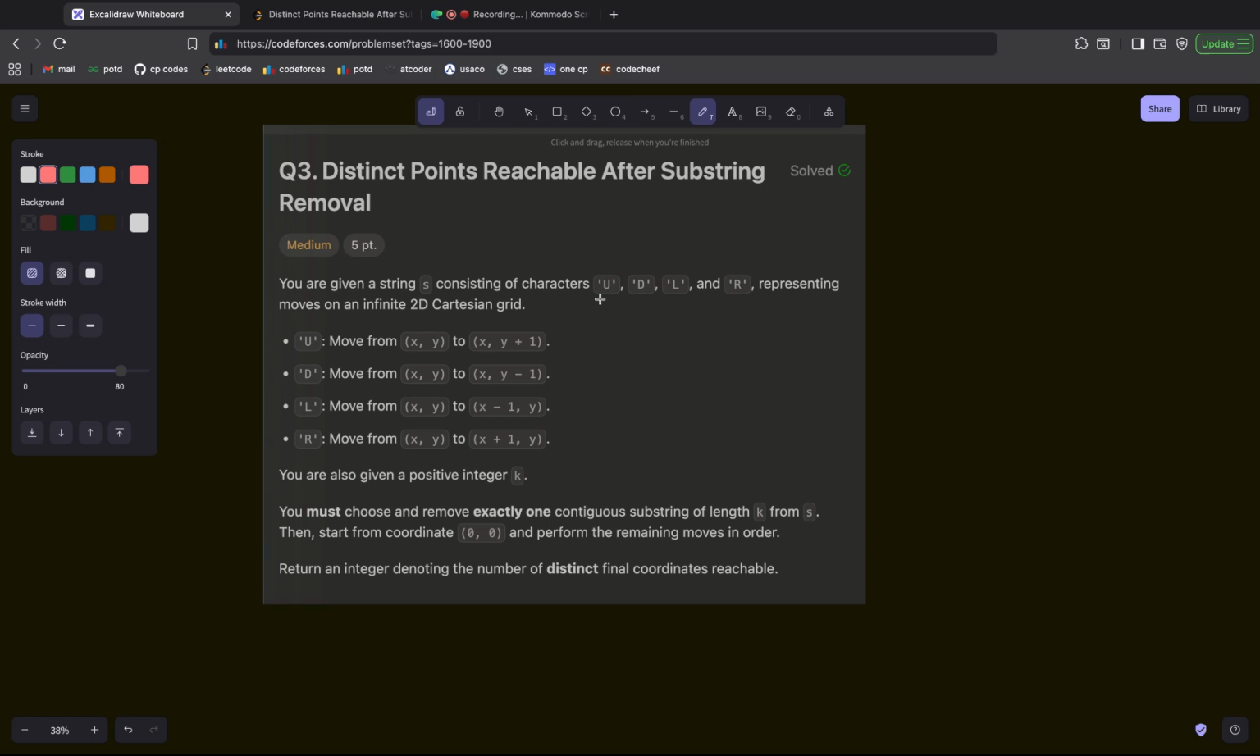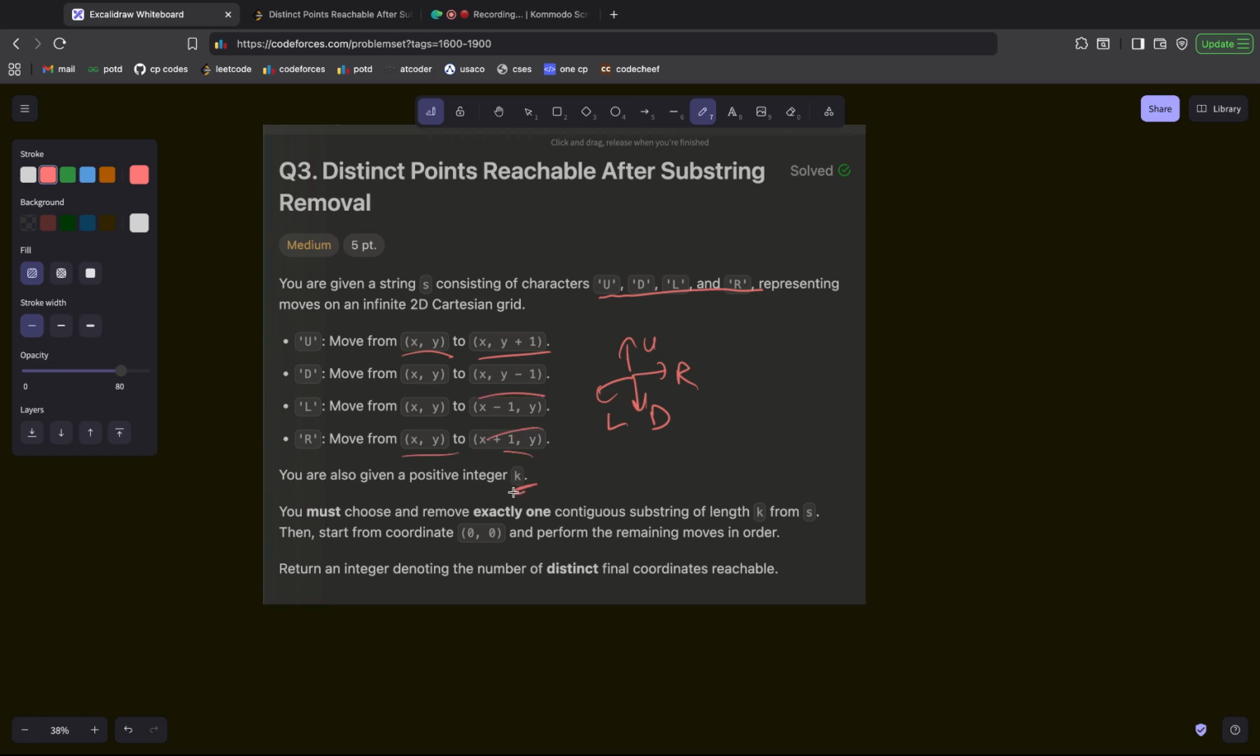You are given a string S and it only has these four characters: U for up, D for down, L for left, R for right, representing moves. So U is from X, Y to X, Y plus 1, that is up. This is right. D is down and L is left. So from X, Y, these would be your four coordinates.